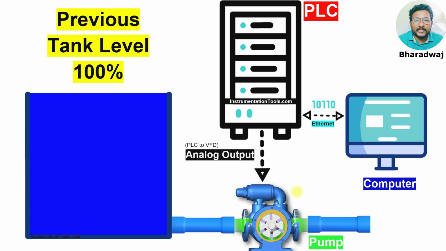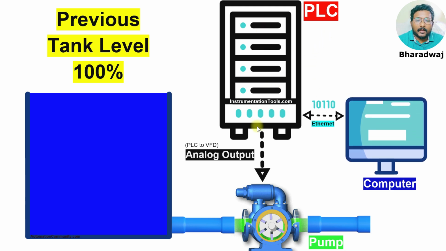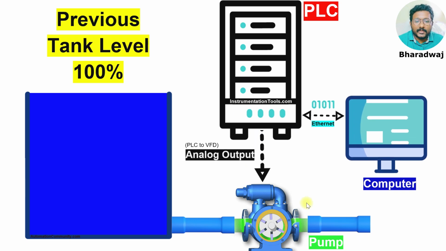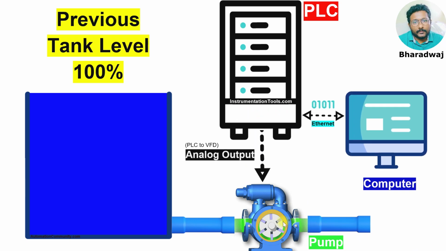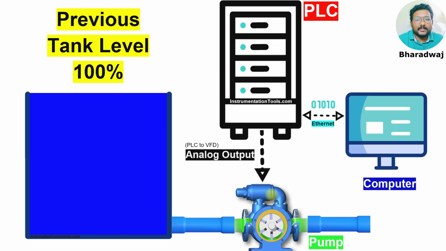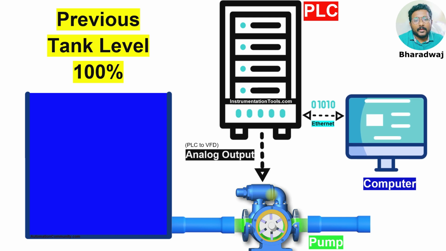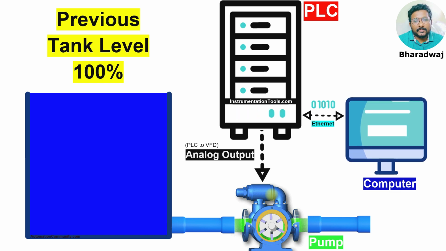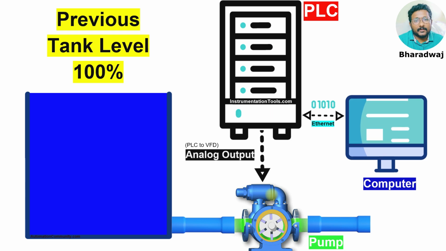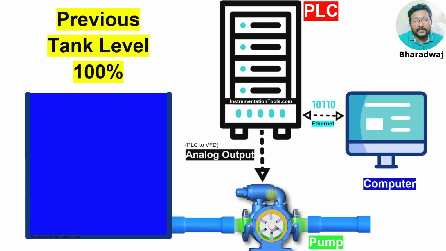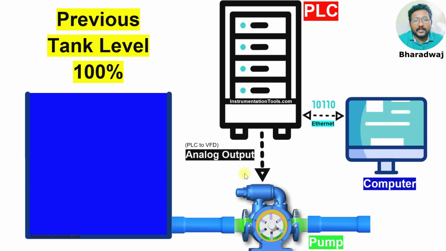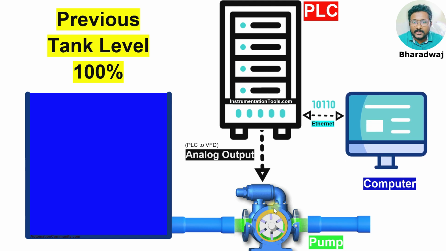I am just simply saying the PLC analog output controls the pump speed, and the pump speed range is 0 to 1000 rpm. Here I will use 0 to 100 percentage for measuring the speed of the pump so that we can understand easily. That is why I'm using percentage. Otherwise, in industries, they will use RPM only.